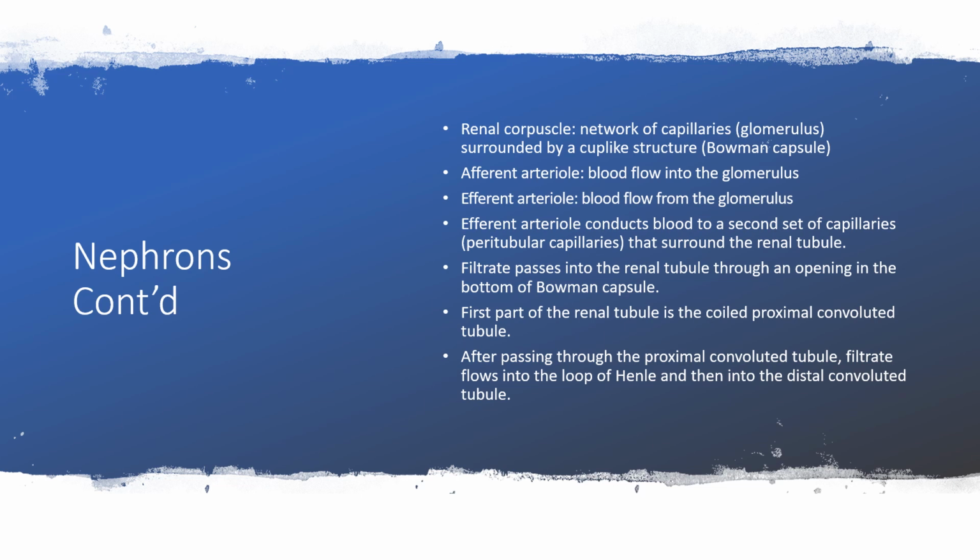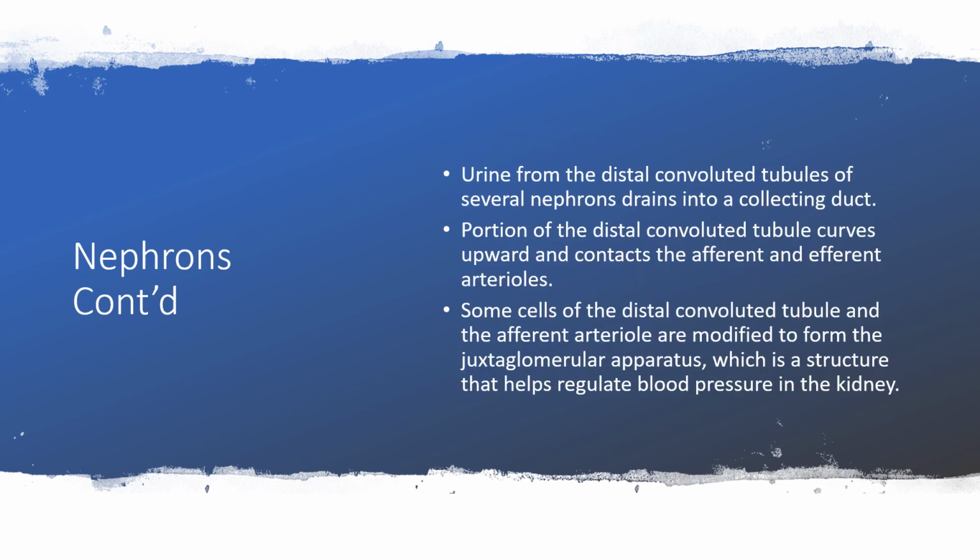The first part of the tubule is coiled and is called the proximal convoluted tubule. After passing through that part, the filtrate flows into the loop of Henle and then into the distal convoluted tubule. So it's going to go through the proximal convoluted tubule, down through the loop of Henle, and then into the distal convoluted tubule. From those distal convoluted tubules, the urine is going to drain into a collecting duct.